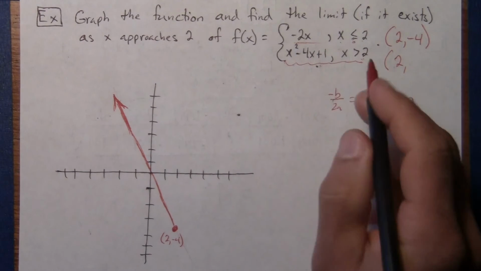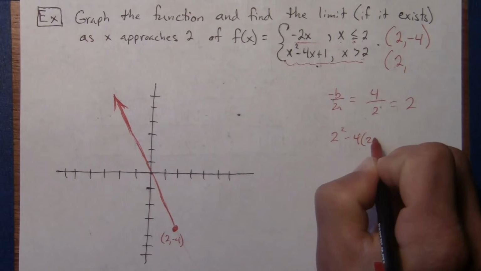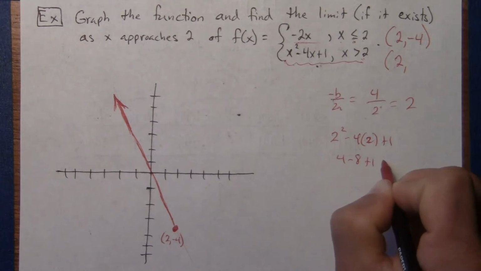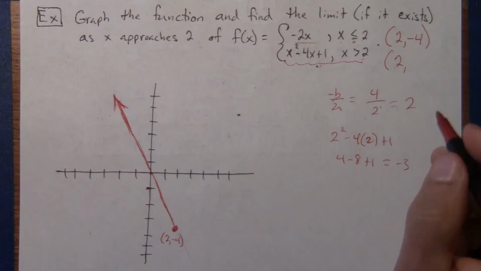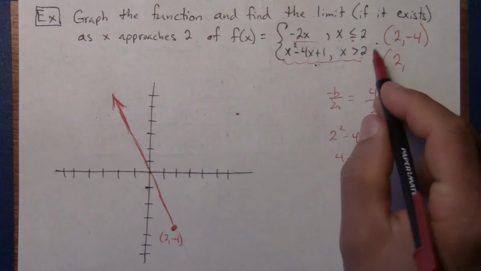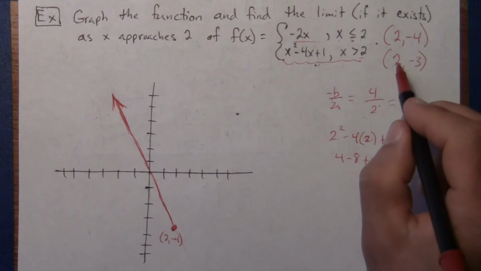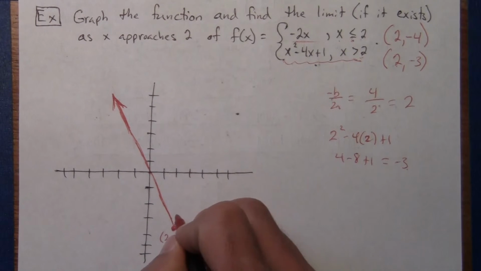And if I plug 2 into this function, I'm going to get 2 squared minus 4 times 2 plus 1. That's going to give me 4 minus 8 plus 1, or negative 4 plus 1, or negative 3. So my vertex point is (2, -3). Just so happens if I plug 2 in here, I get negative 3. They're actually talking about the vertex point. I want that to be an open circle. There's no equal to. So (2, -3) is right here.